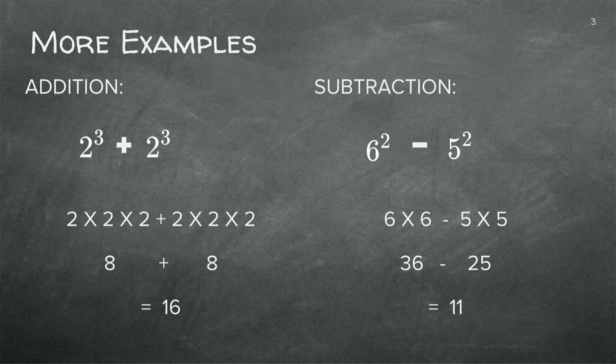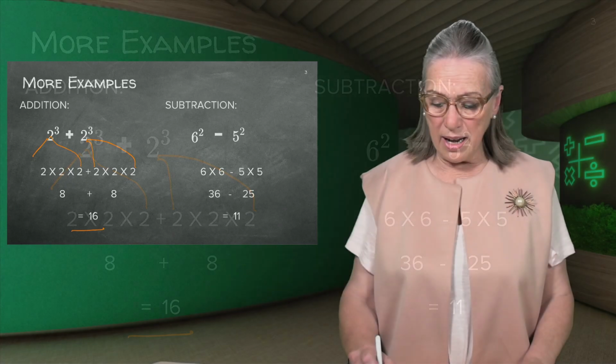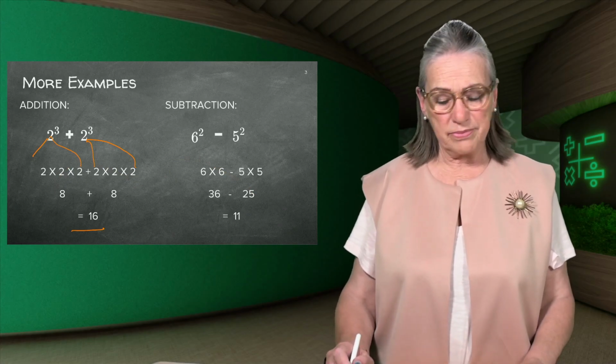Okay, let's do more examples. We have to add 2 to the power of 3 plus 2 to the power of 3, right? So we're just going to multiply 2 times 2 times 2, that is that section, plus 2 times 2 times 2. So 2 times 2 times 2 is 8 plus 8, and our answer is 16.